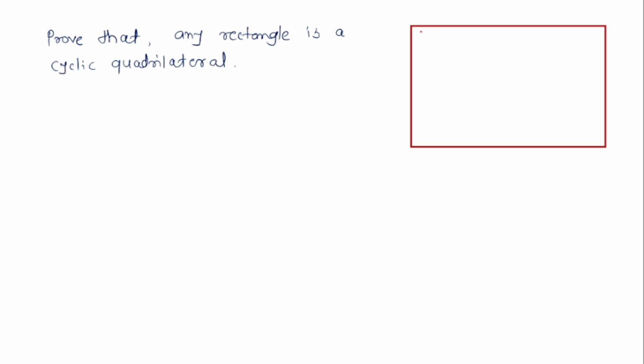So this is a rectangle and we have to prove that this is a cyclic quadrilateral. First of all let's name this rectangle A, B, C and D. Now to prove this, we must know the property of a rectangle, that every angle of a rectangle is a right angle. So angle A, angle D, angle C and angle B, all these 4 angles are right angles. Now we start with quadrilateral ABCD is a rectangle, as it is given in the question.